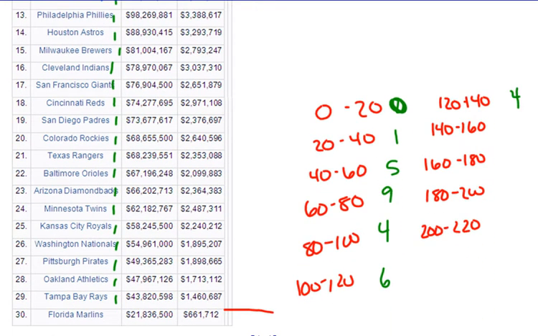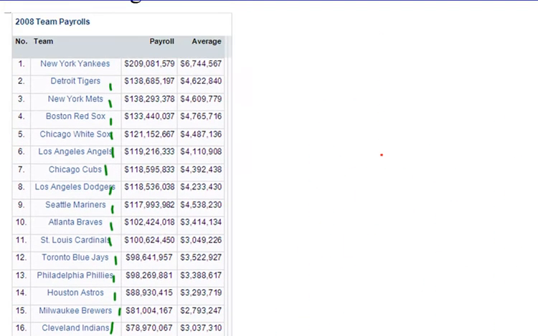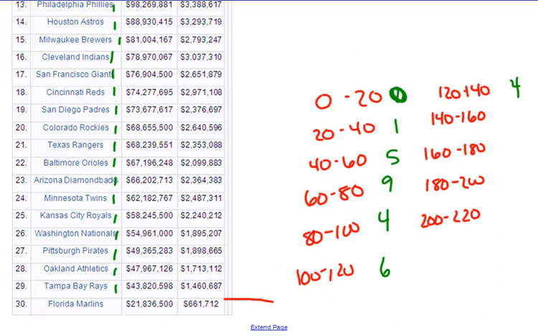And then you'll notice the only team I have left is the Yankees. They're at 209 million. So I have no teams in these categories here. And then I have the Yankees. So if I add this up, this should equal 30. That's how I could double check. So I've got 1 plus 4, so I have 5, and 10 is 15, plus 9 is 24, plus 6 is 30. So I've got the 30 teams here. I'm good to go as far as making my histogram. So now we actually draw our histogram from this label.